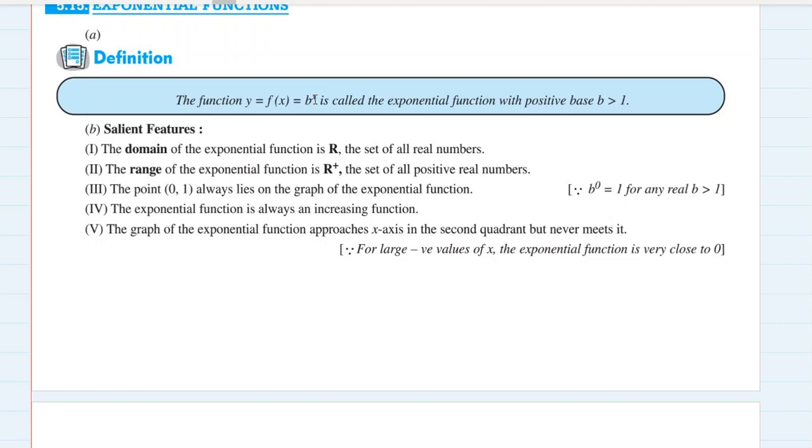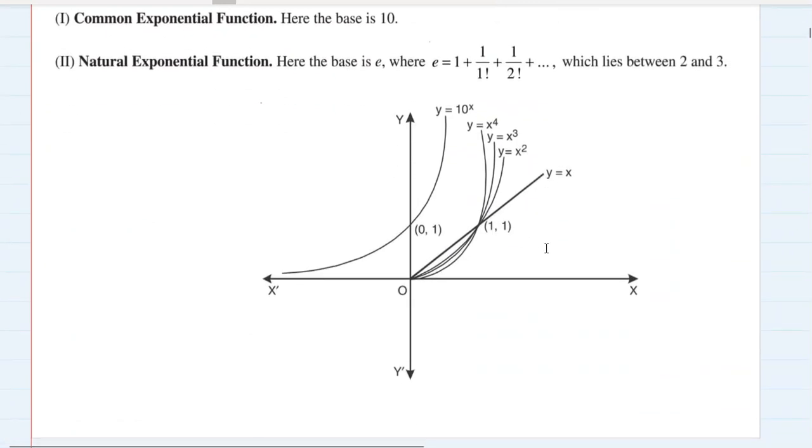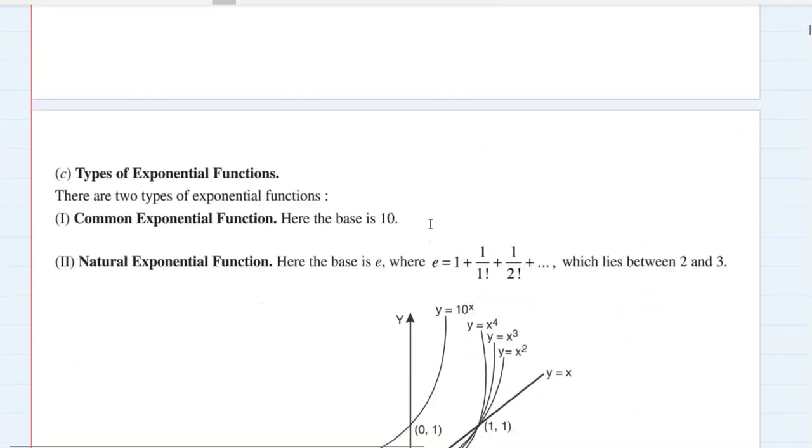The exponential function is always an increasing function. Increasing function means that if you increase the value of x, your domain, the range also increases. The graph of exponential function approaches x-axis in the second quadrant but never meets it. For large negative values of x, the exponential function is very close to 0. This is how an exponential function looks like. This is the graph of exponential function.